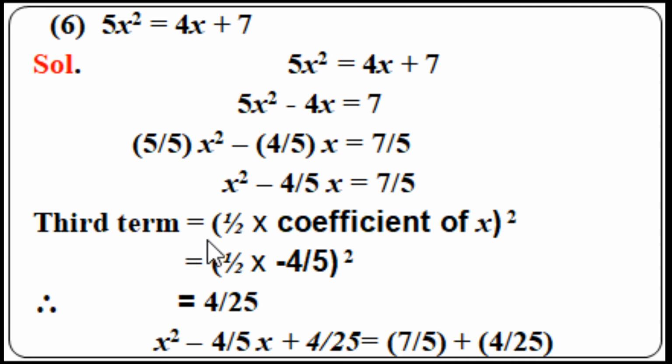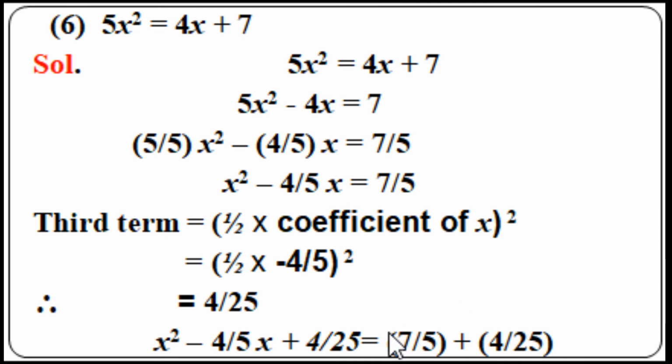Use the formula: third term is equal to half into coefficient of x, the whole square. We get half into minus 4 upon 5. Here we get minus 2 upon 5. Square of minus 2 is 4, square of 5 is 25. Add this to both the sides, we get x square minus 4 upon 5 x plus 4 upon 25 is equal to 7 upon 5 plus 4 upon 25.